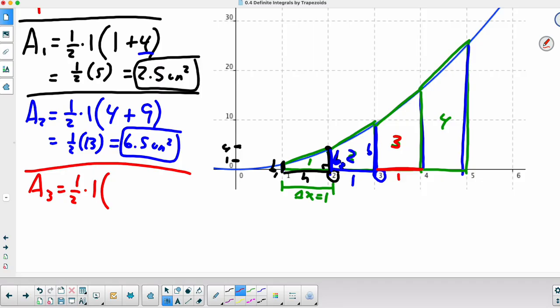One of my bases is this base, which we already did. That was at 3, so we got a value of 9. Plus my other base, this base, that's at 4. Plug 4 into our function. 4 squared is 16. So if I multiply these out, I'm going to have 1/2 times 1, which is a half, but then times 9 plus 16, 25. I'm going to end up getting 12.5.